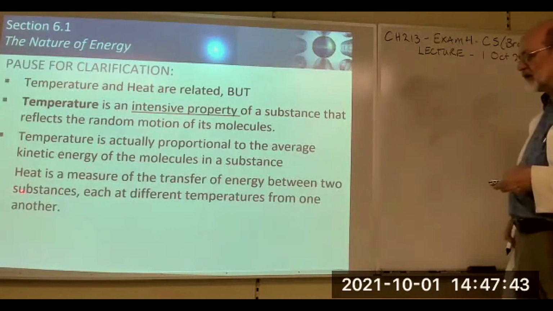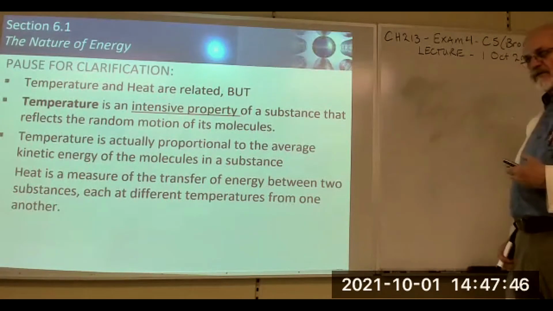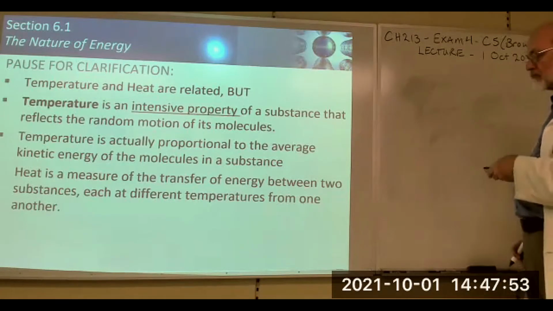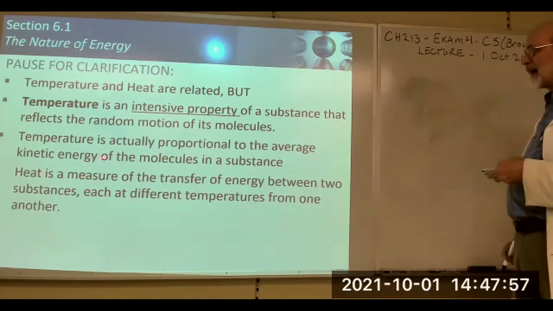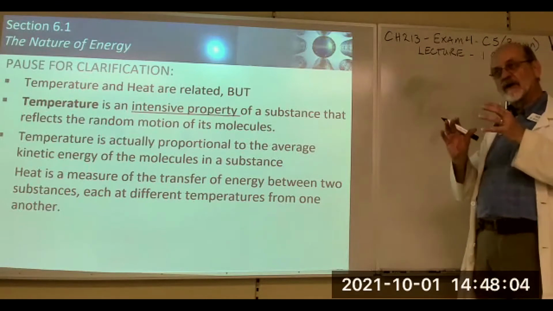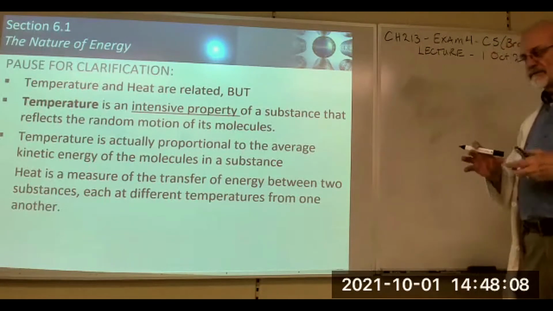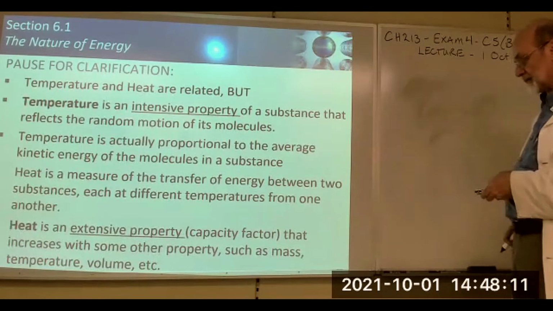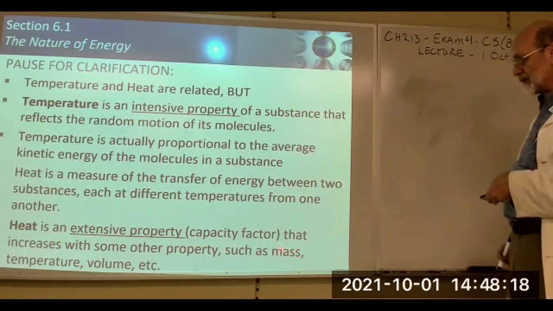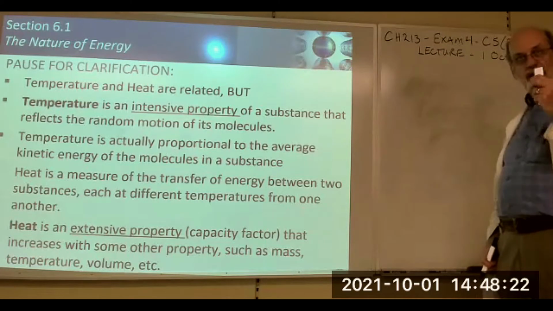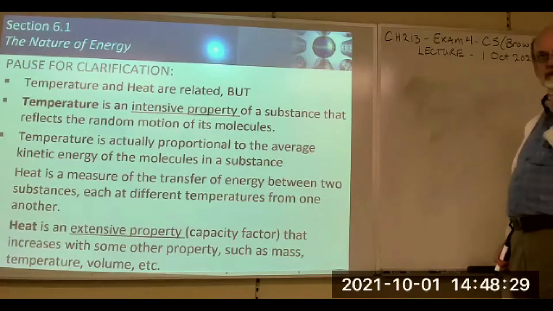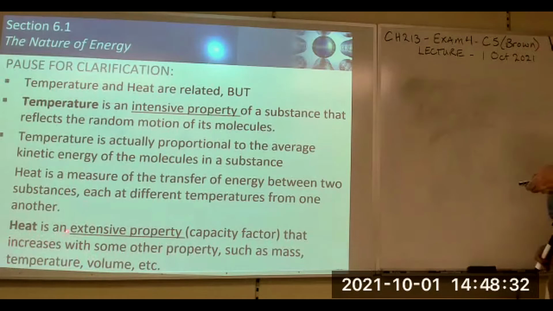And that's where the definition of heat comes in. Heat is measured as a transfer of energy from one place to another based upon a difference in temperature. So that's where they're related. But heat itself is an extensive property or a capacity factor. In other words, the amount of substance and the difference in temperature determines how much heat there is or how much heat is transferred. And it's often related to the mass of the substance, the composition of what the substance is made of, and the volume of the substance. Okay. So heat does vary with the amount, whereas temperature doesn't.